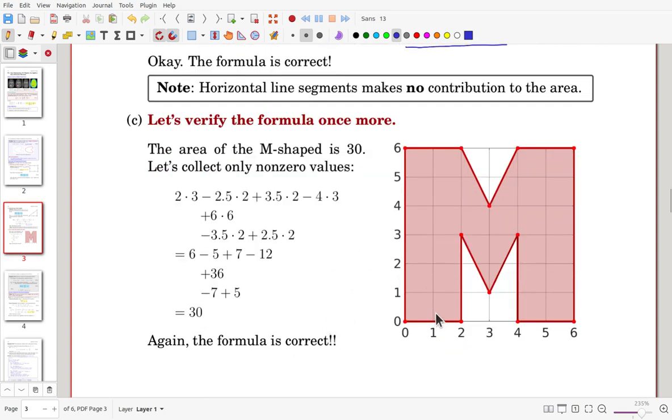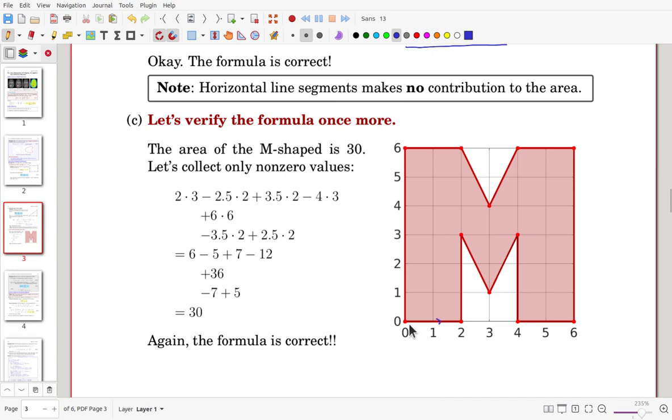Now, for this figure, the shaded area in maroon is 30, because the total area is 36. The area of this portion is 2 times 3, that is 6, so that 6 will be subtracted, and we can get 30. So let's check if the formula is correct. We'll consider only non-zero contributions.